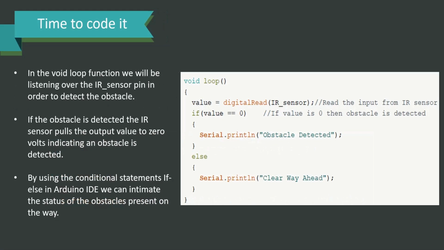We need to now go further into the loop part of the code. In the loop part, you can understand that value is assigned to the digital read of IR sensor. We are using the function digital read here, which will continuously read the input from the IR sensor and assign it to the variable value. If value is equal to 0, then obstacle is detected. Otherwise, the obstacle is not detected and the way is clear. This is a simple conditional statement that we have used. If else is sufficient for us to code this and we can intimate the status of presence of an obstacle or not easily.